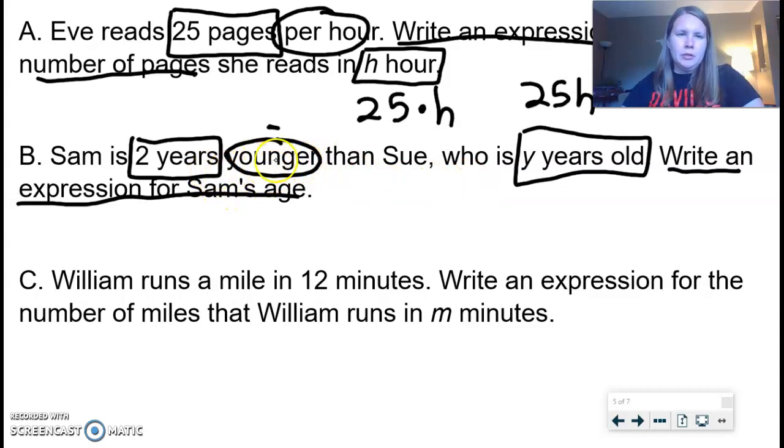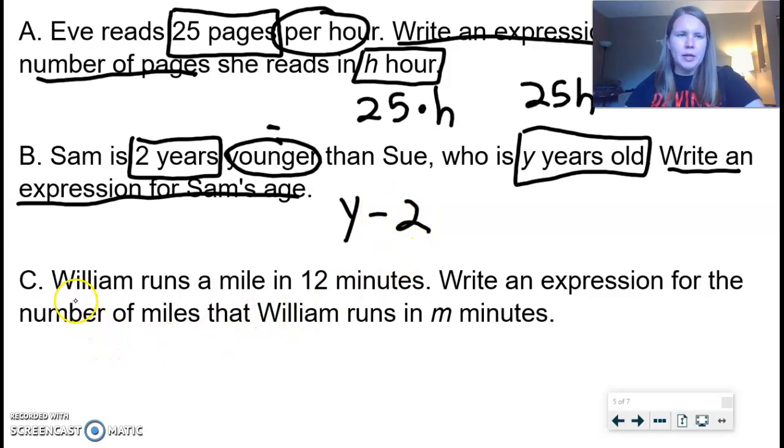So it says Sam is 2 years younger than Sue, who is Y years old. So to figure out how old Sam is, I would say Y minus 2. And that would be mine, because he is younger than Sue. Sue is Y years old, so I would subtract 2.